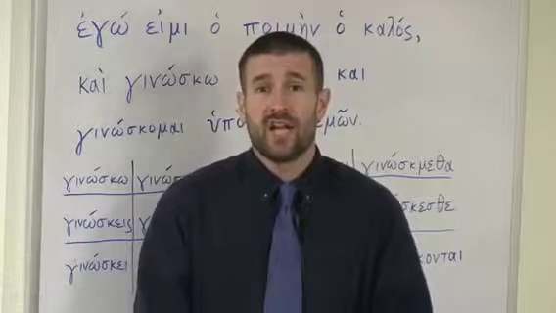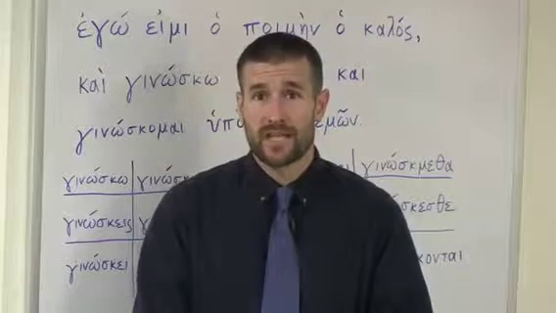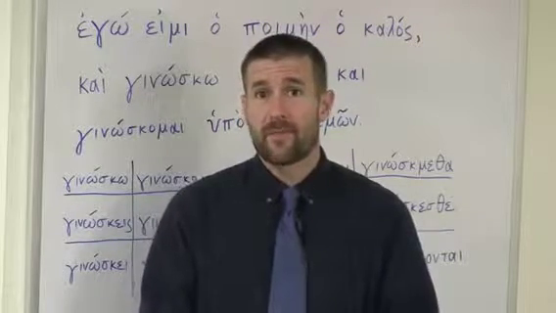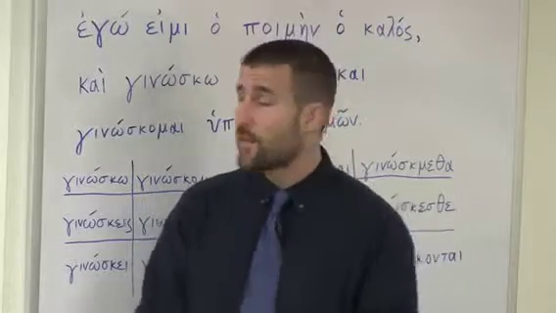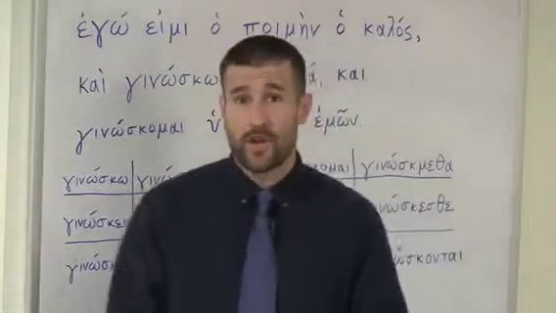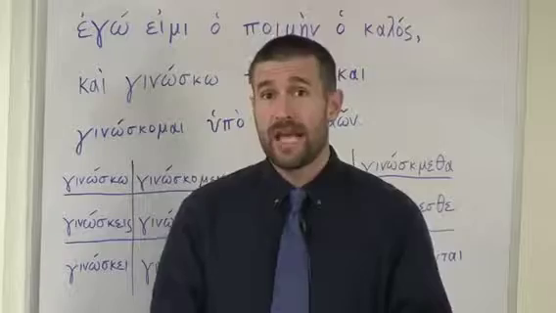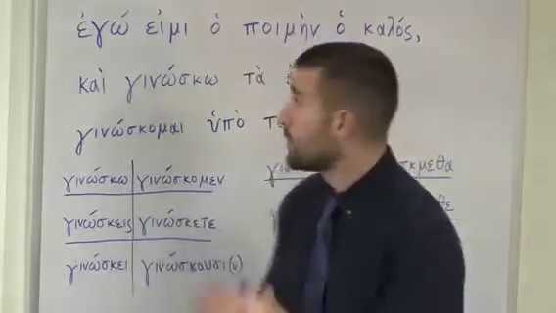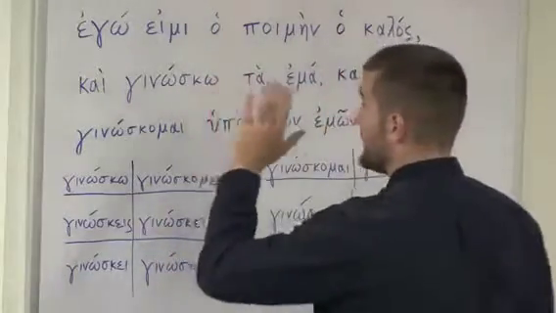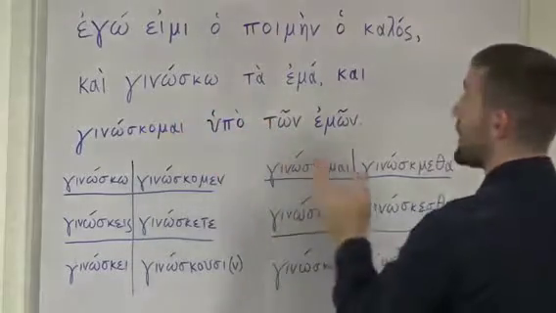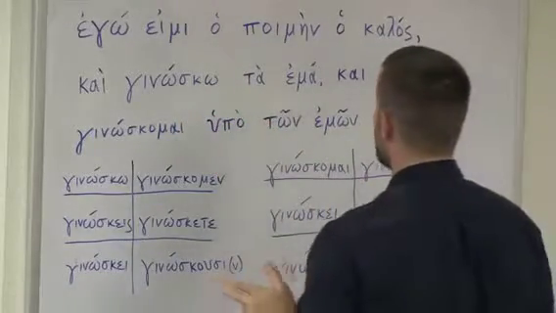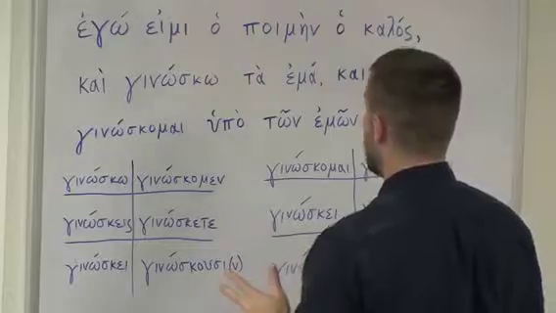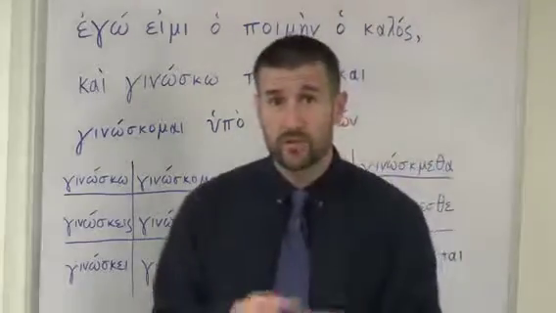Today we're going to talk about John 10:14 from the Greek New Testament, and we're also going to talk about the Greek passive voice. Now this verse says in English, I am the good shepherd and know my sheep and am known of mine. Let's go through it in Greek here. It reads, Ego imi o pimin o kalos, ke ginosko ta ema, ke ginosko me ipo ton emon. All right, let's go through this word by word.